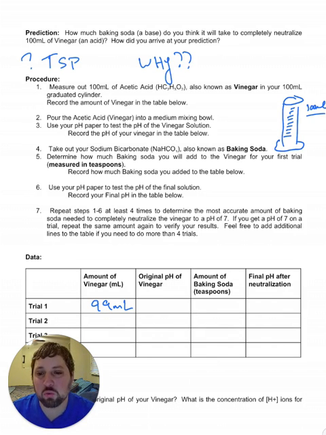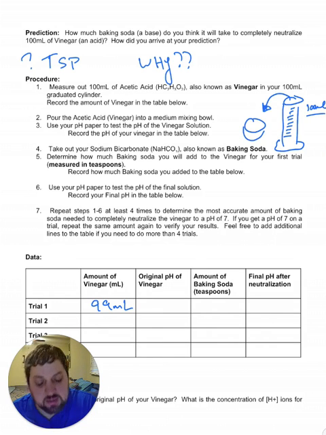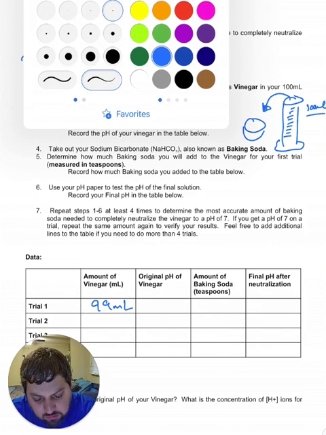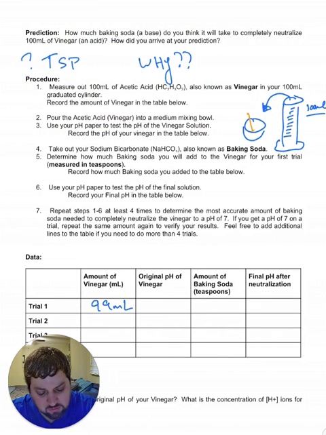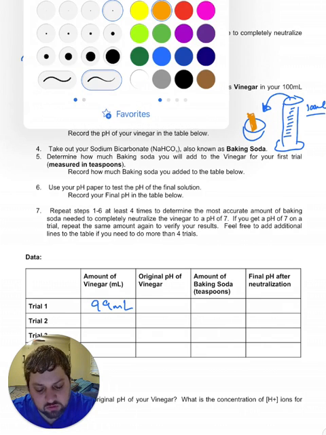The second step is we are going to then take this vinegar and pour it into any kind of baking dish. This could be a cereal bowl. It doesn't matter. We just want to get it out of that graduated cylinder. So we're going to take that 100 milliliters, 99 milliliters, whatever you've measured out, and dump it into a new container. Then we are going to take those pH strips that you guys got in your lab kit, stick one in that solution, and record the pH that we see.